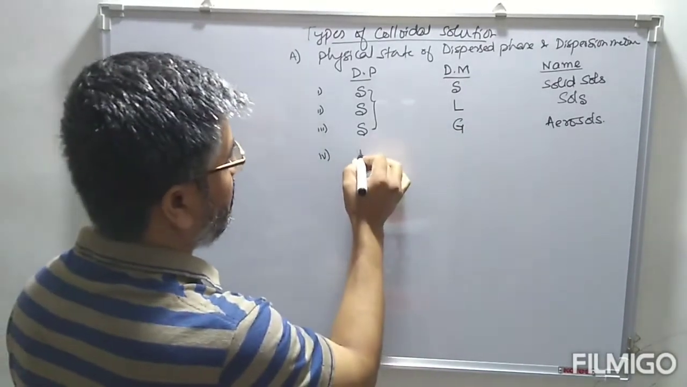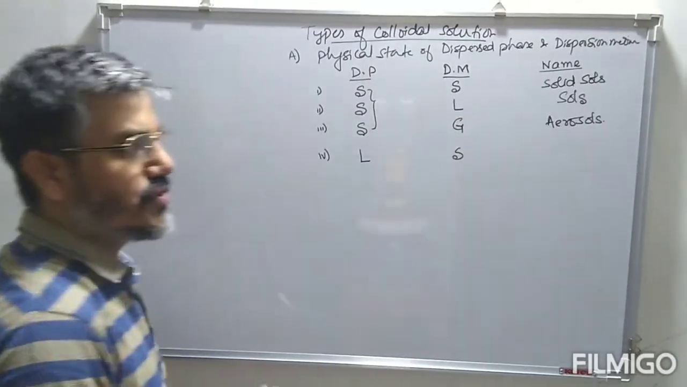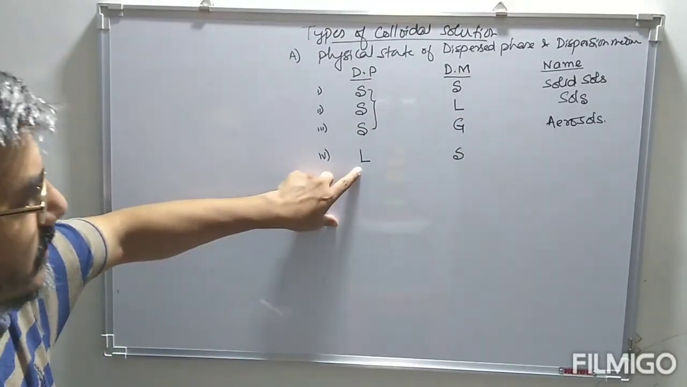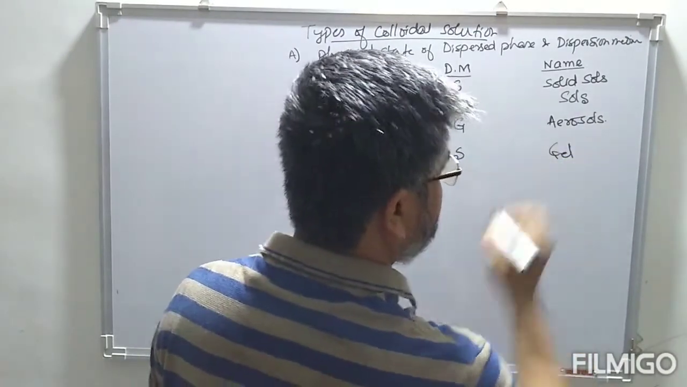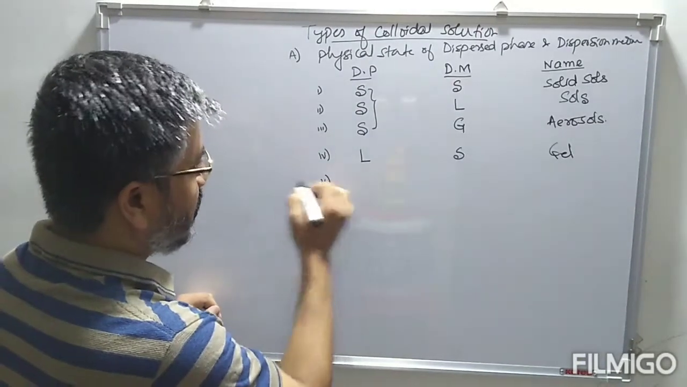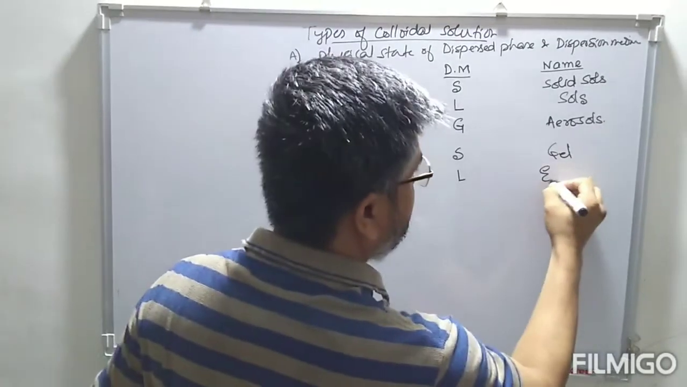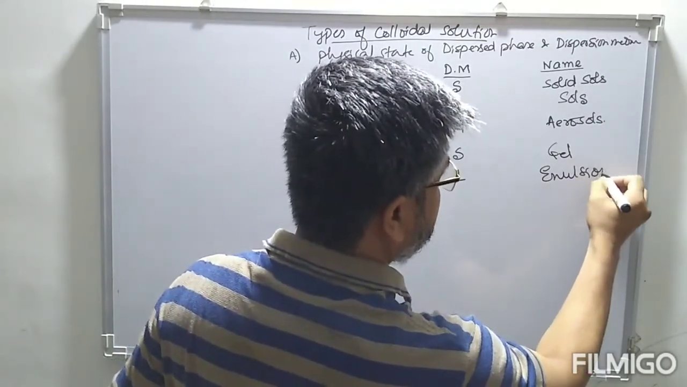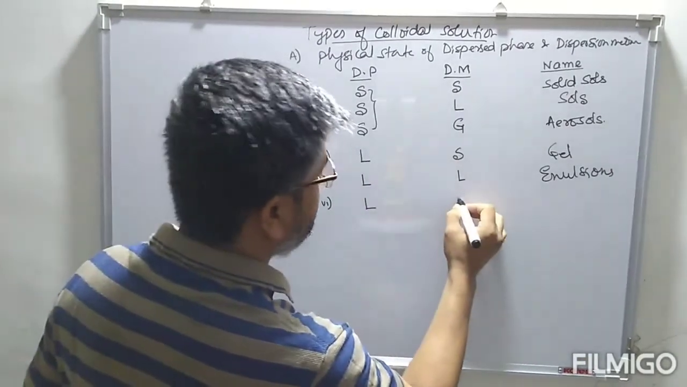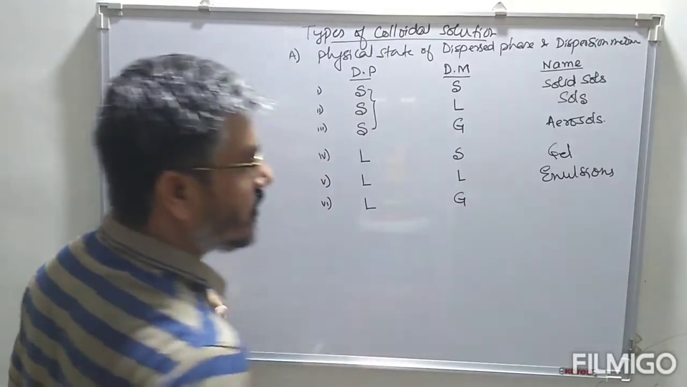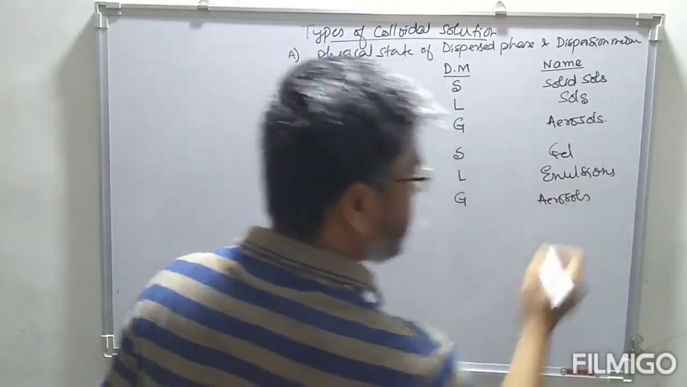Next we have liquid dispersed in solid. These are known as gel. We have liquid dispersed in liquid. These are known as emulsion. We have liquid dispersed in gas. These are again known as aerosols.